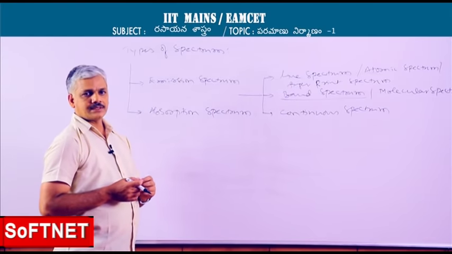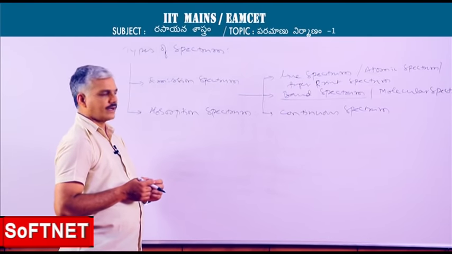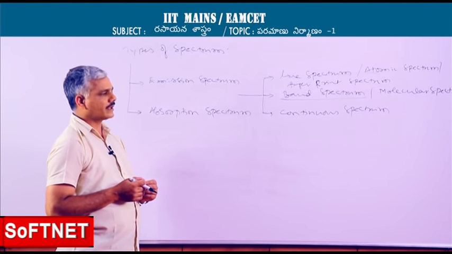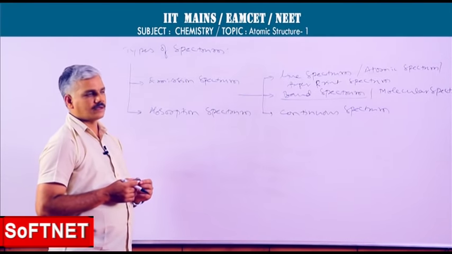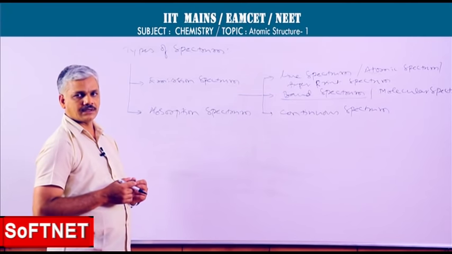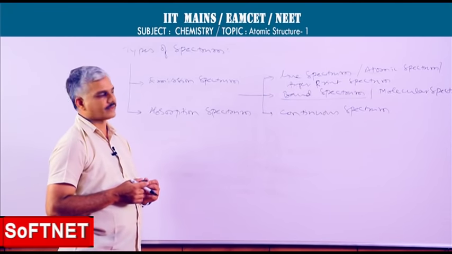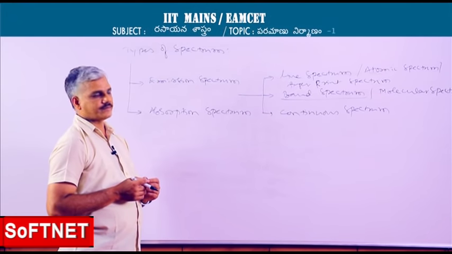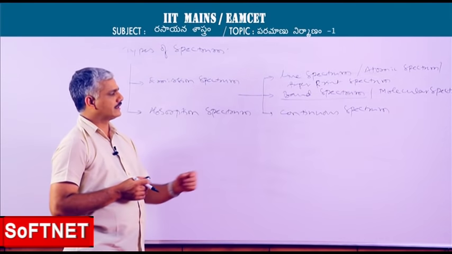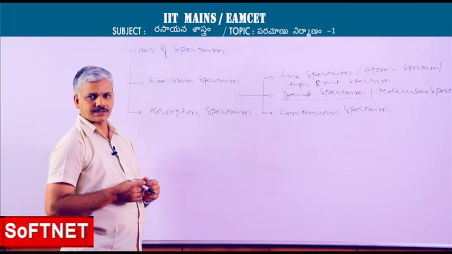Band spectrum is obtained when source of radiation is in the form of a molecular state. As the name indicates, in band spectrum, number of spectral lines will appear in the form of bands. If the source of radiation is in bulk state, the spectrum what we observe is called as continuous spectrum.